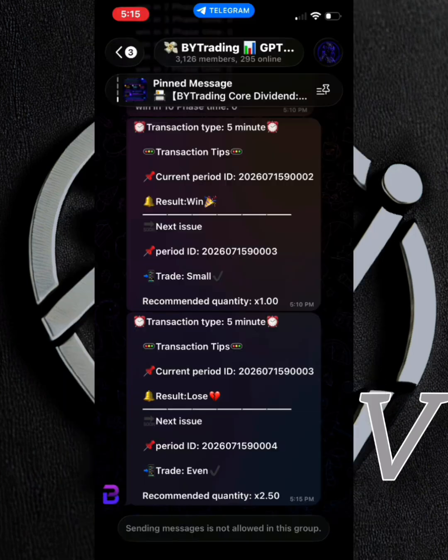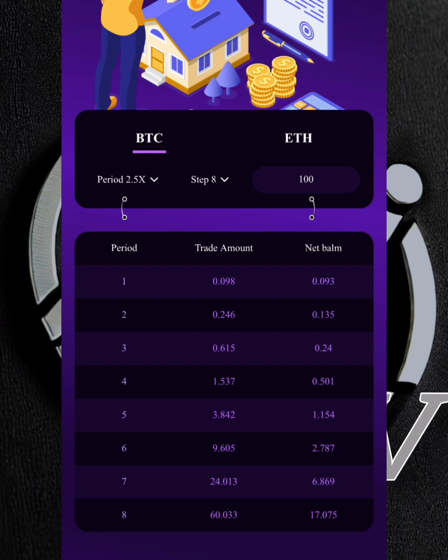And another signal has been dropped again for the fourth phase, as you can see right here. We should trade even, multiply with a recommended quantity of 2.5. The next signal is saying we should trade even, recommended quantity of 2.5. Check the trade amount recommended by my calculator. It's saying for the fourth phase, I should trade an amount of 1.537.